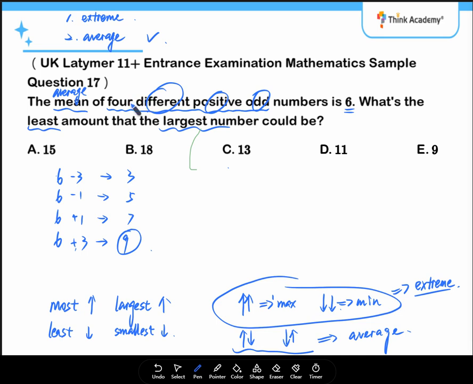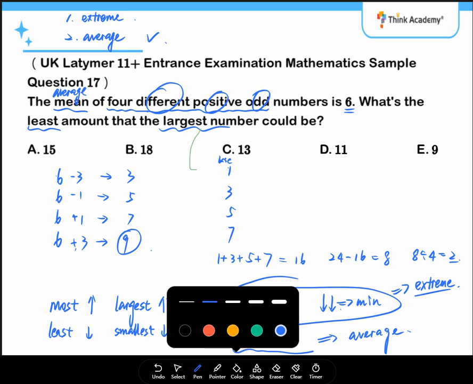Since there are four different positive odd numbers, the smallest should be 1, 3, 5, 7, right? So they are the base numbers. 1 add 3 add 5 add 7 equals 16. Which means 24 take away 16, we still have 8 left to arrange. Am I right? And 8 divided by 4 means all those 4 numbers could get 2 for average.